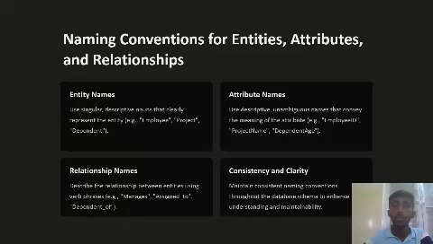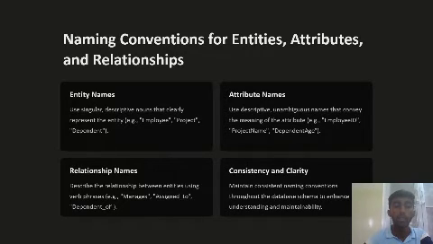Naming conventions for entities, attributes, and relationships. Entity names. Use singular descriptive nouns that clearly represent the entity. For example, employee, project, dependent, like that. Attribute names. Use descriptive names that convey the meaning of the attribute. For example, employee ID, project name, dependent age.